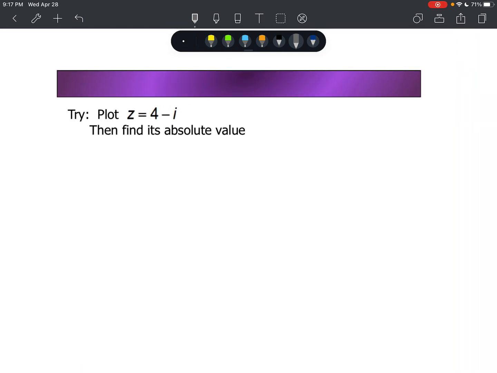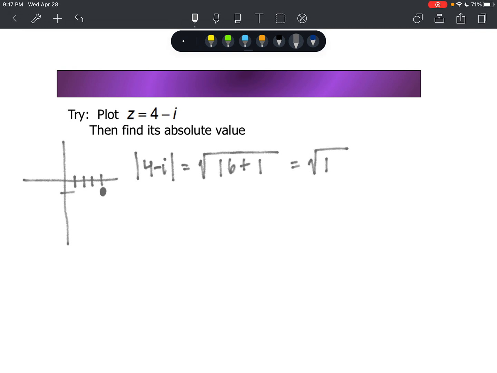Okay, here's one for you to try. Go ahead and press pause, and when you're ready to reveal the answer, come on back. Welcome back. The absolute value of 4 minus i, which lands in quadrant 4, right there, is equal to the square root of 16 plus 1, which is the square root of 17.